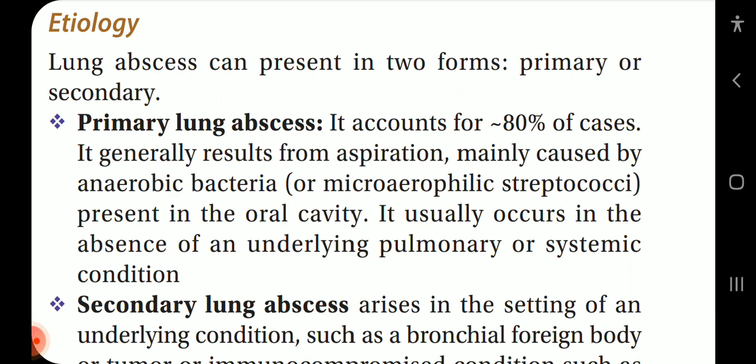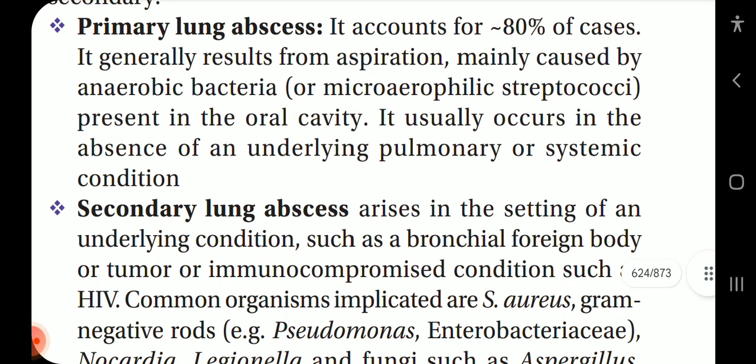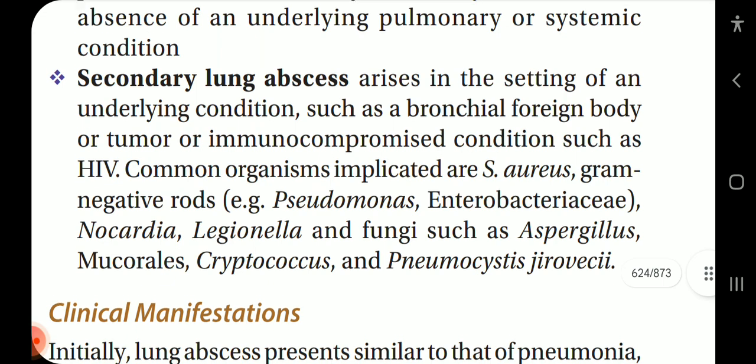Etiology. Lung abscess can present in two forms, primary or secondary. Primary lung abscess accounts for 80% of the cases and generally results from aspiration, mainly caused by anaerobic bacteria or microaerophilic streptococci present in the oral cavity. It usually occurs in the absence of an underlying pulmonary or systemic condition.